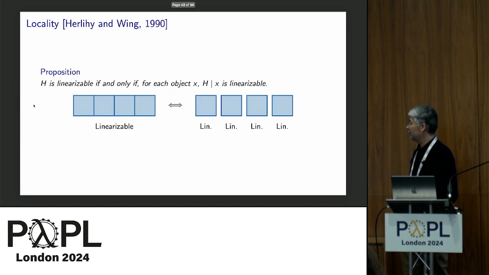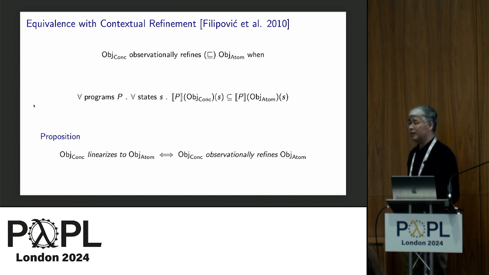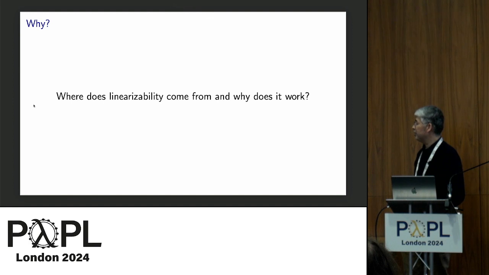This is very nice. Another property we also commonly see is called the contextual refinement property. That is, if we have a concurrent object linearized to an atomic object, then you can show that under any well-defined program context, the behavior of the concurrent object is contained inside the behavior of the atomic object, which basically says you can use this concurrent object as if it's an atomic object. So both of these properties are nice.